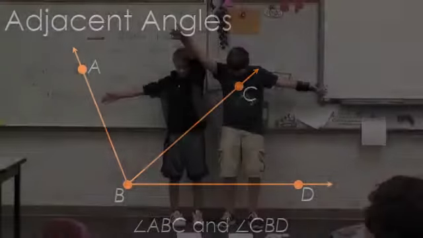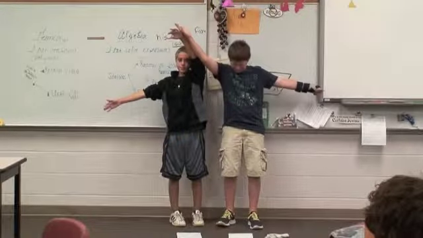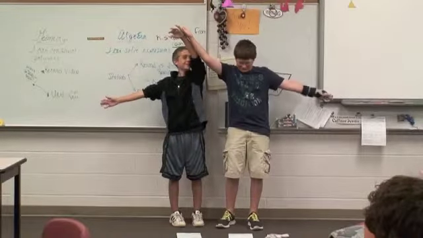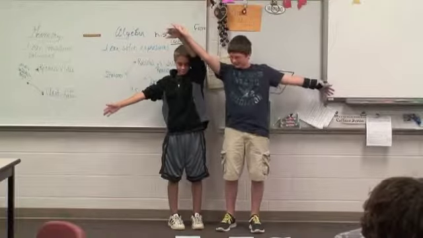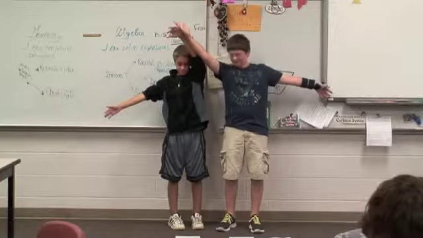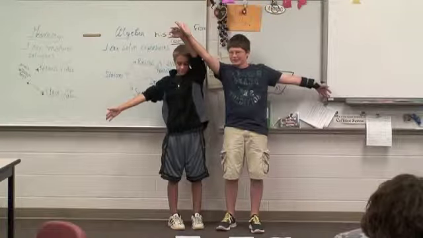Adjacent angles share a common side. They have a common vertex that they don't hide. They have an interior with no common point, but together the two angles are joined. They're in the same plane. This is how adjacent angles are explained.